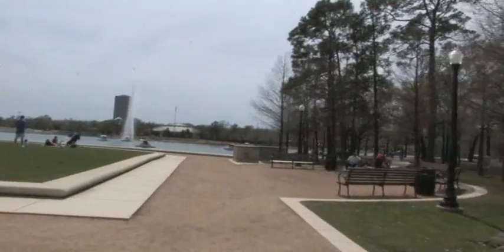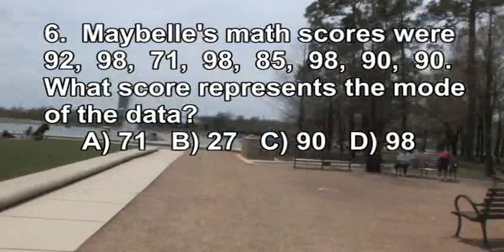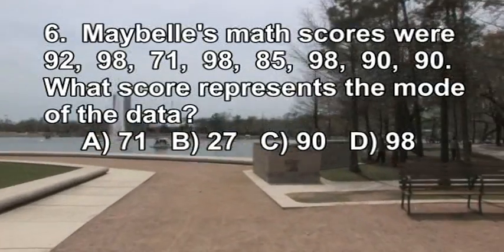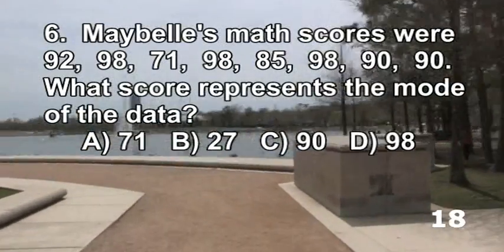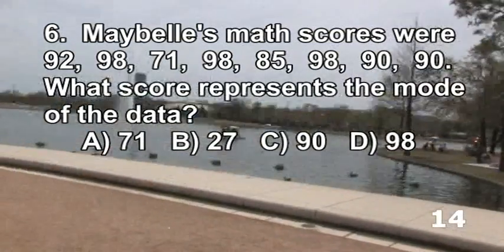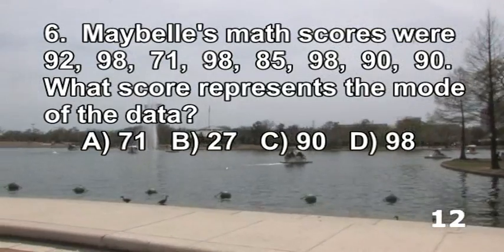The next question, question number 6. Maybelle's math scores were 92, 98, 71, 98, 85, 98, 90, and 90. What score represents the mode of the data?